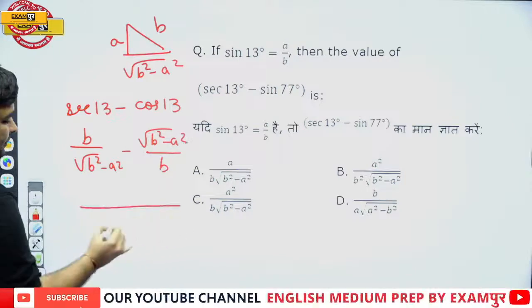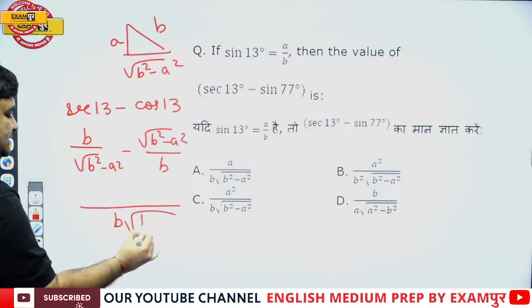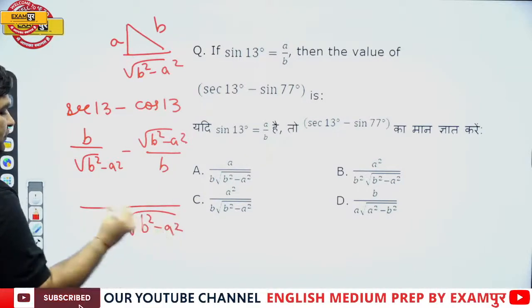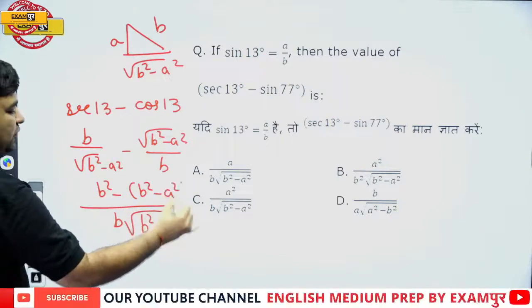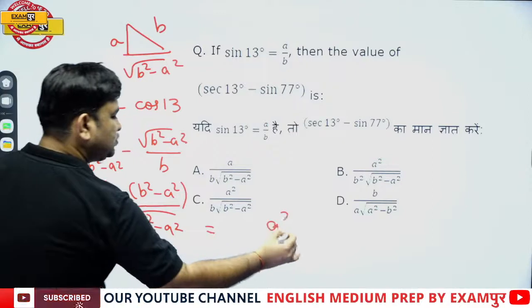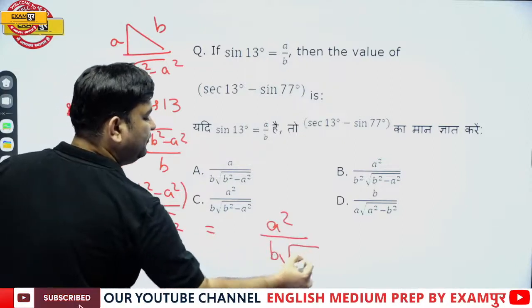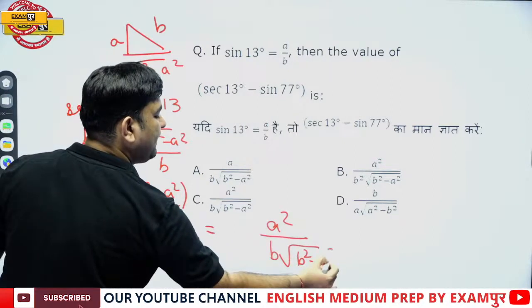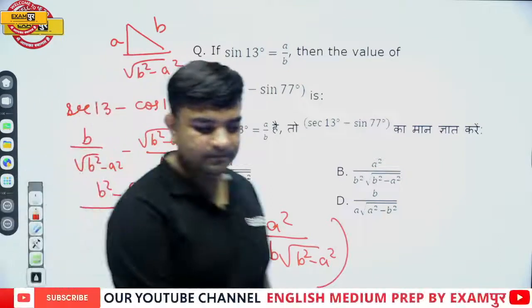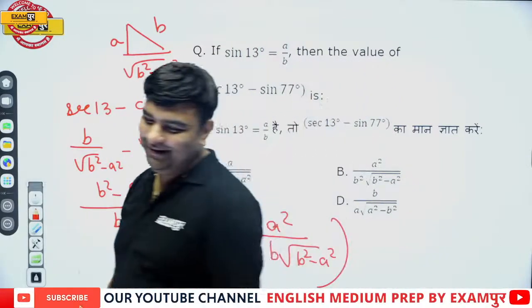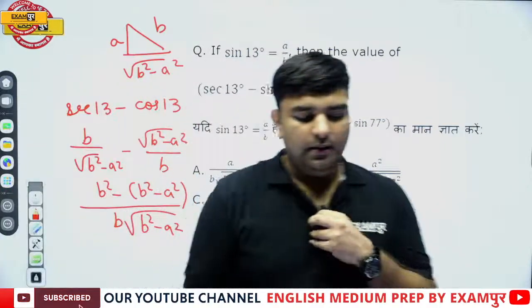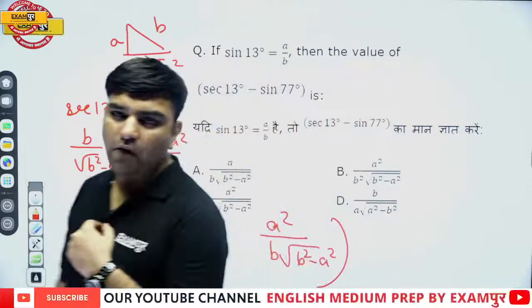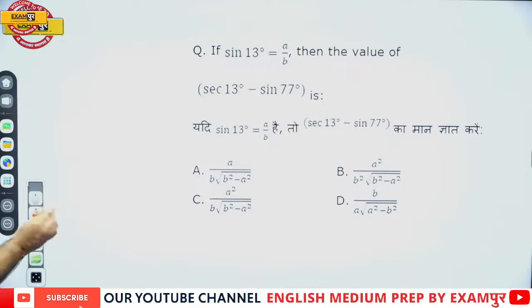Exactly the same as the previous one. So it is going to be b square minus a square, or you can say, it's a square by b under root of b square minus a square. Cool? Very important questions. Let's move on further, let's do quickly.